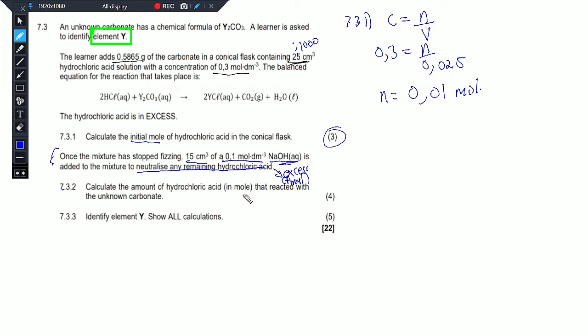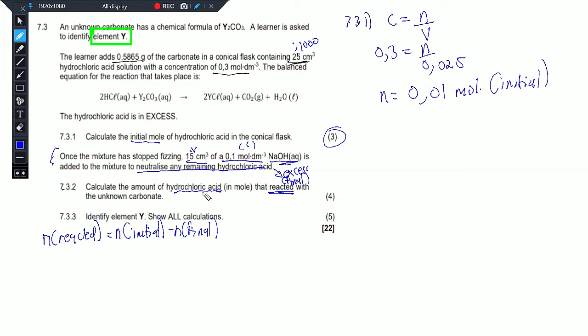7.3.2 says calculate the amount of hydrochloric acid in mole that reacted. Now, if we want to find the number of moles reacted, we say number of moles initial minus the number of moles final. So we must figure out the initial, which we did calculate, meaning we must figure out the final number of moles of the hydrochloric acid. Note that here we are only given the volume and concentration for the sodium hydroxide. So we need to use the sodium hydroxide in order to find the hydrochloric acid. But at the end of the day, this is the formula that we should work with, so let's save it for later.